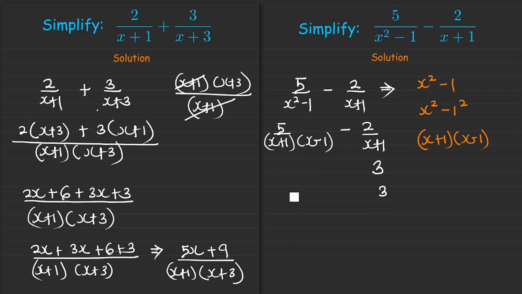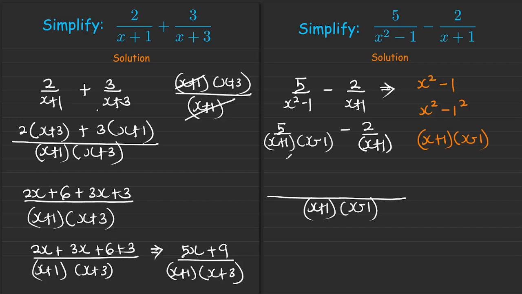That is the same idea we need to apply here as well. So x plus 1 is already present in this. Hence, we need to take only the x plus 1, then x minus 1 to be our LCM for both denominators. So with that, we can now solve.